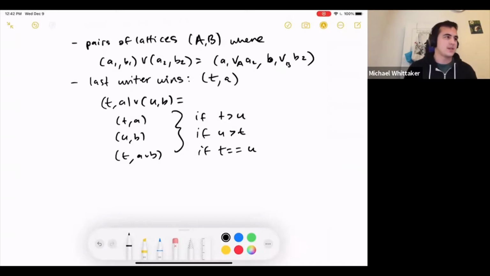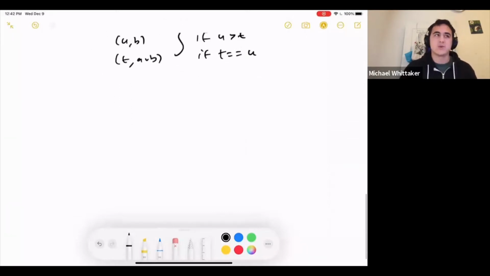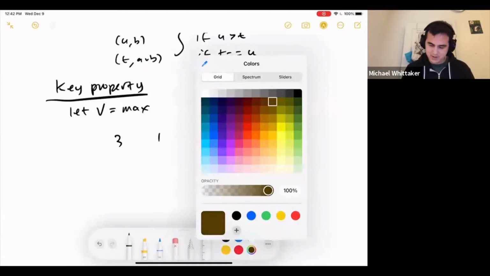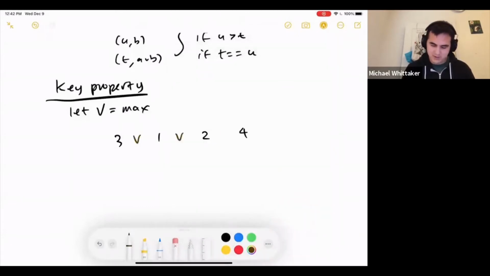Okay. All right, so why are lattices so cool? Well, this is sort of like the CRDT kind of stuff coming in. We're going to have a key property. What do lattices give us? Well, let's consider I have some set of numbers, and we're going to merge them with max. So let the join be max. So let's say I have numbers 3, 1, 2, and 4. And I'm going to merge these guys together. So the max of all of these guys, and obviously I get 4.